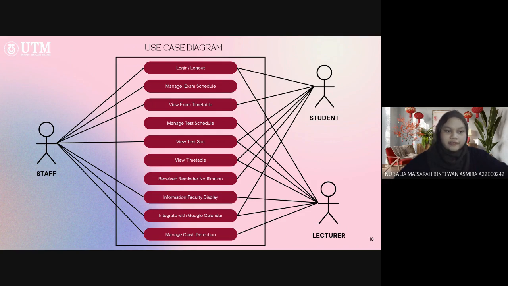So here we have three users, which are staff, student, and lecturer. And the system functionality is login or logout, manage exam schedule, view exam timetable, manage test schedule, view test slot, view timetable, receive reminder notification, information faculty display, integrate with Google Calendar, and manage clash detection. So in this diagram, you can see the role for each user. Next.